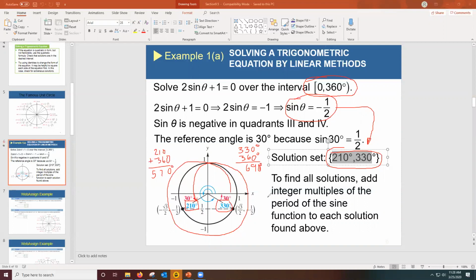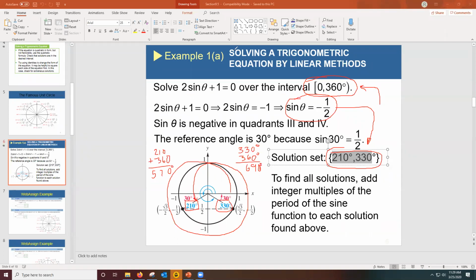And I don't have to stop there. Instead of rotating once around the unit circle, I could rotate 2 times around the unit circle and then go back to 210. So to avoid many answers, they give us this interval to really say restrict your answers to just one revolution around the unit circle, one rotation. If they didn't say that, technically there would be an infinite number of solutions to these kinds of questions.